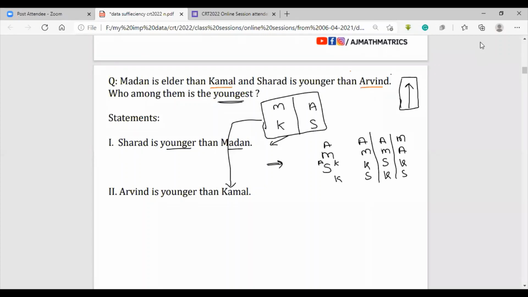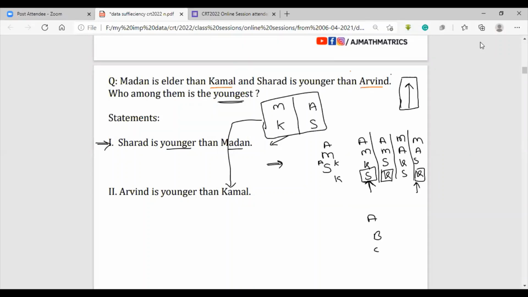Sharad is younger than Madan, it says. So I'm getting two or three arrangements here. Now it is asking about the youngest. In the first case, Sharad is the youngest. In the second case, Kamal is the youngest. I can also get one more, M, A, S, K, and here also Kamal is the youngest. So in a few cases Sharad is the youngest and in a few cases Kamal is the youngest. So we cannot decide from the first statement. The data in statement 1 alone is not sufficient.